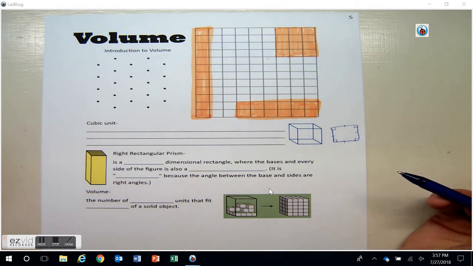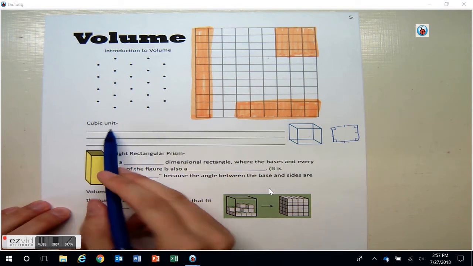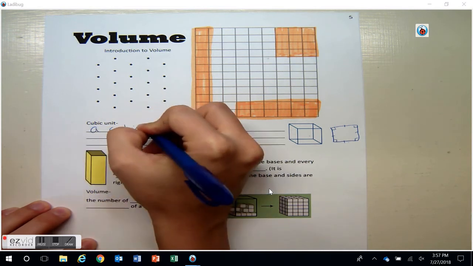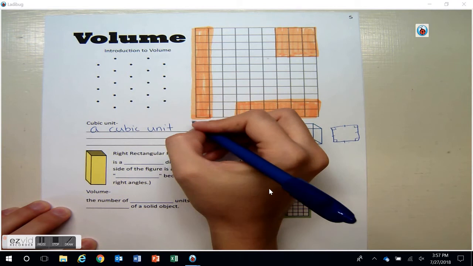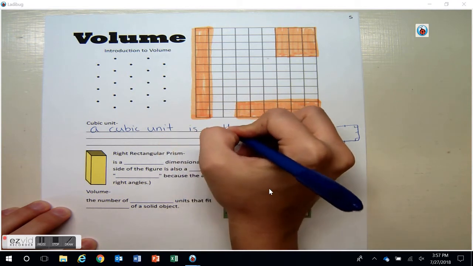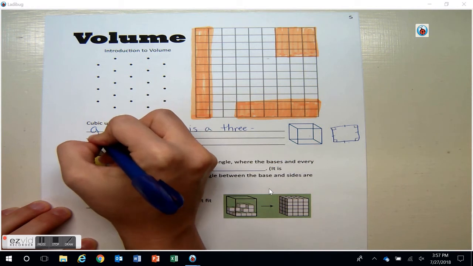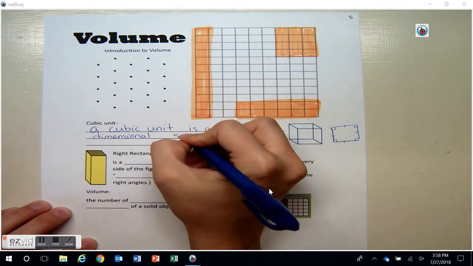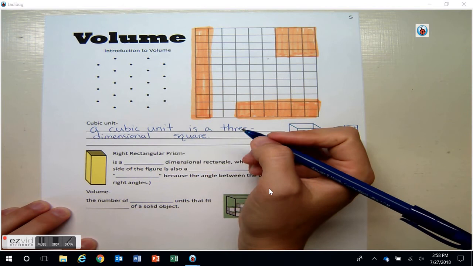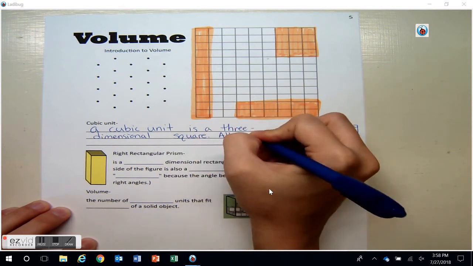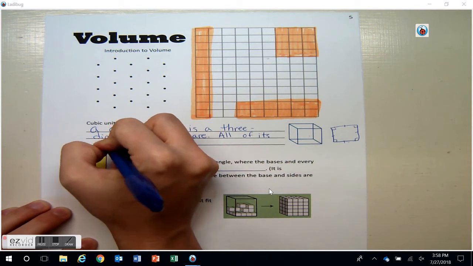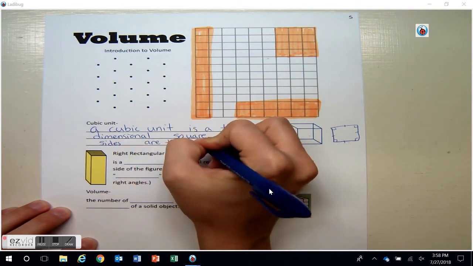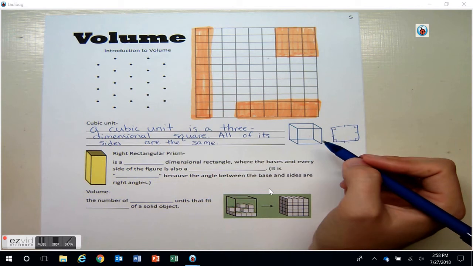So let's come over here and define cubic unit. A cubic unit is a three-dimensional square. All of its sides are the same. That means on every side of this cube, each square is the same measurement.